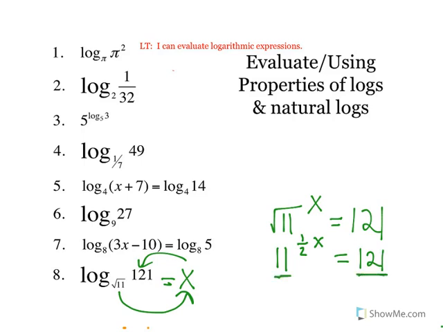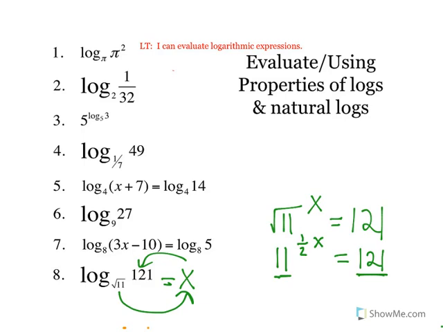Now these bases are not the same, but you should, and if not, you've got to develop that number sense. How can I rewrite 121 with a base? Can I rewrite 121 as an exponent term with a base of 11? Start going through your powers of 11 and see if you get to 121.